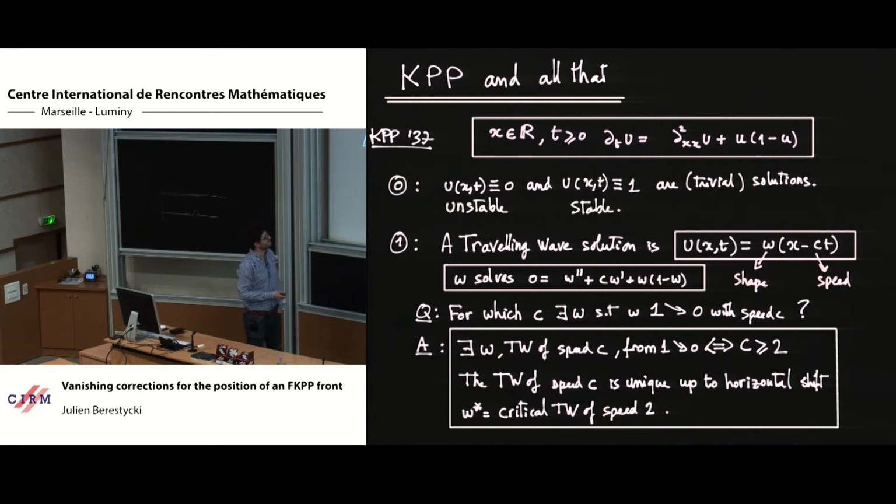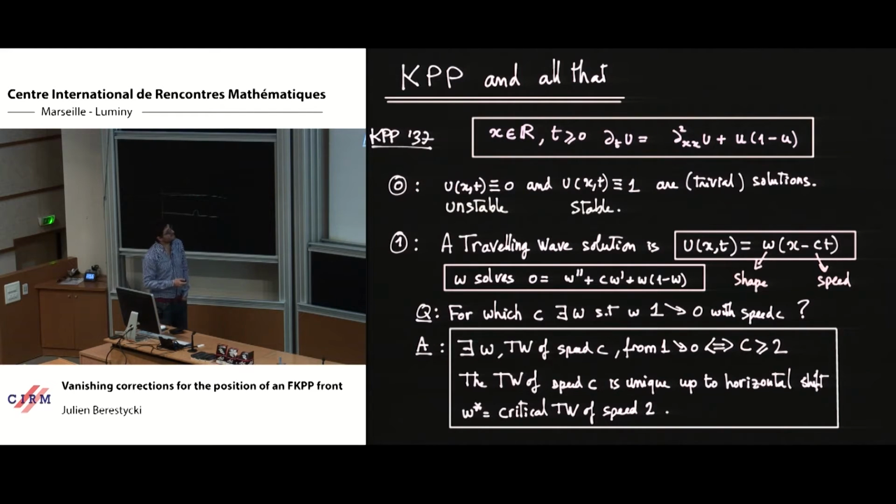Okay? And of course, if I give you one traveling wave, and then I take a shift of this traveling wave, it's still a solution, right? If w of x minus ct is a solution, then so is w of x minus ct plus k. But up to this horizontal shift, you have uniqueness of the traveling wave solution. There is only one.